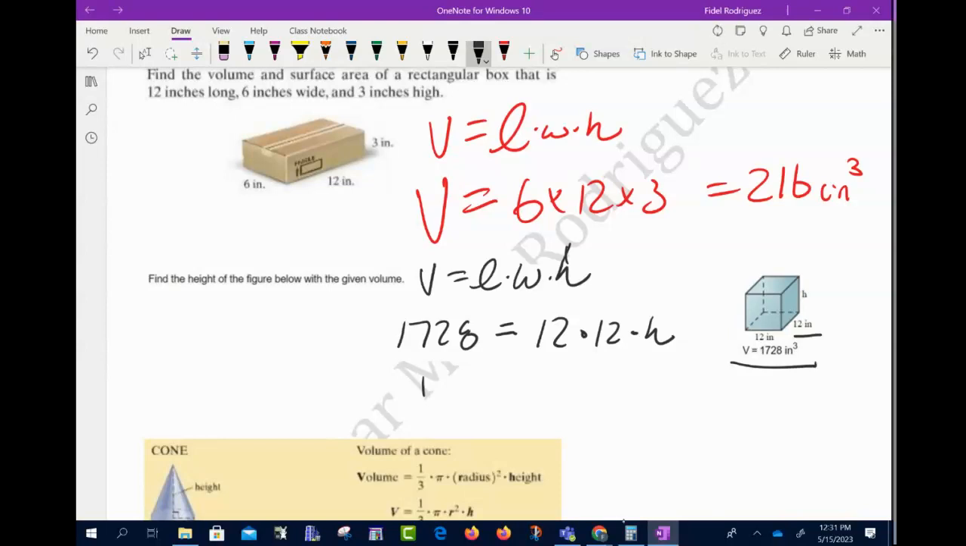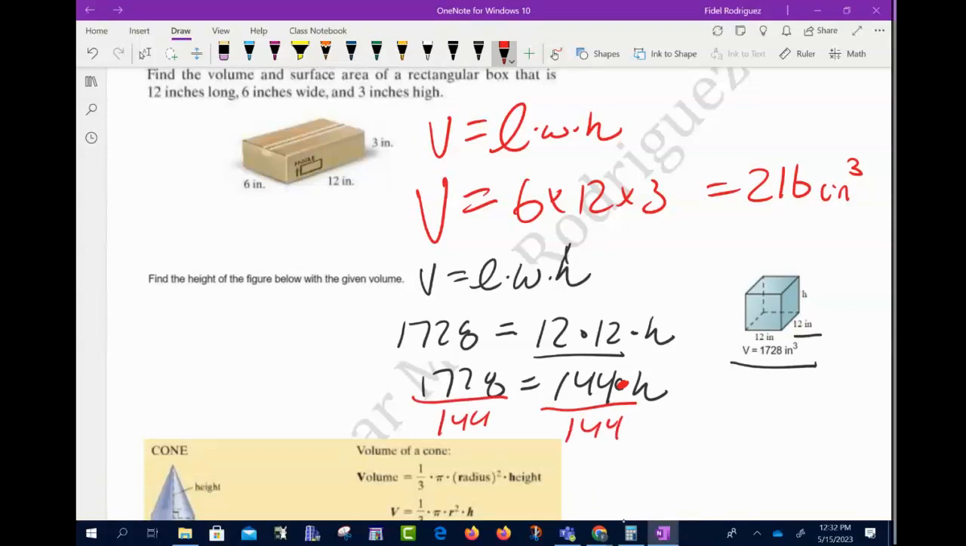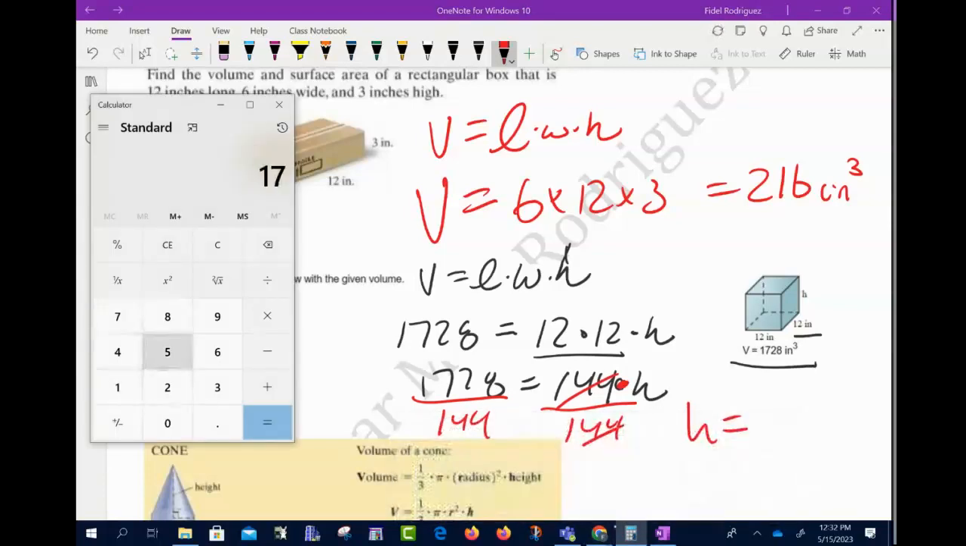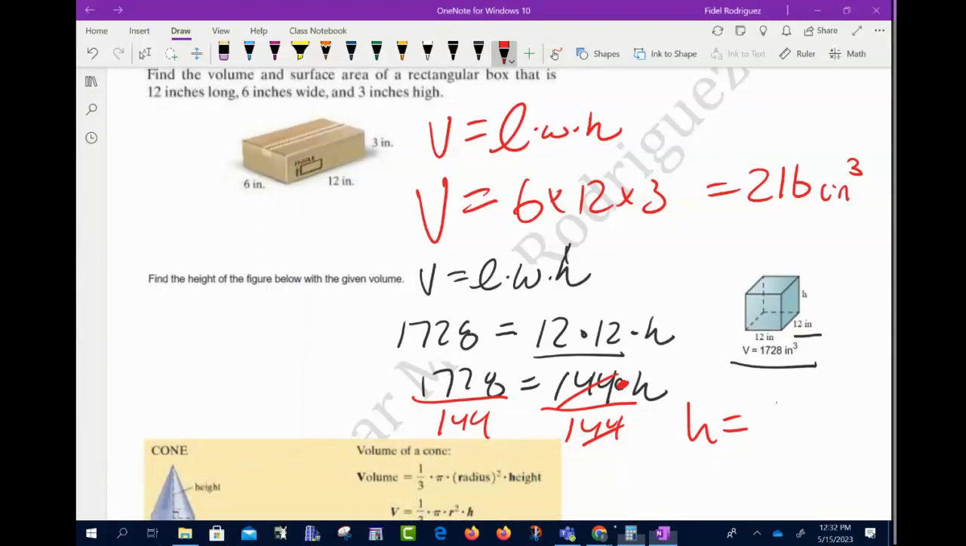This is what I want us to do. Look, y'all, 1728. Anybody know what 12 times 12 is? 144 times h. Remember, when we did the percent problems, y'all, if I'm trying to solve for h, and right now it's being multiplied, what's the opposite of multiply? Let's divide everything by 144. Okay. So if I take my calculator, 1728 divided by 144, 8, very good.